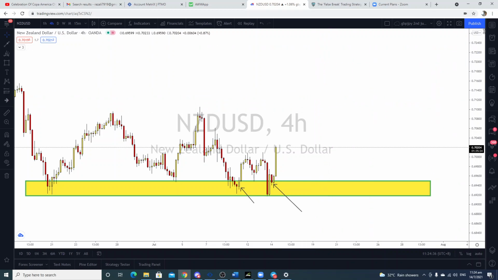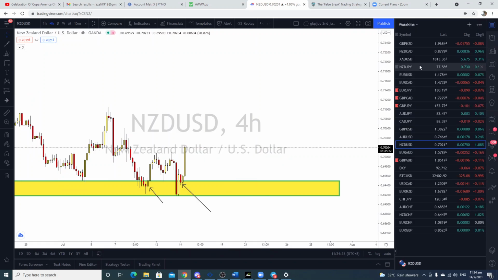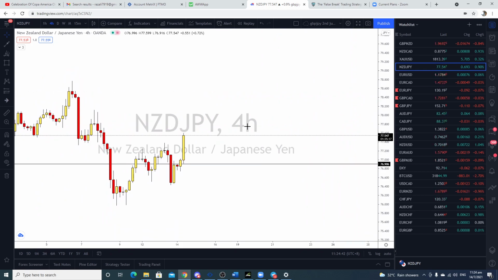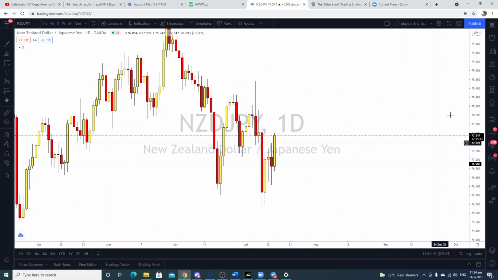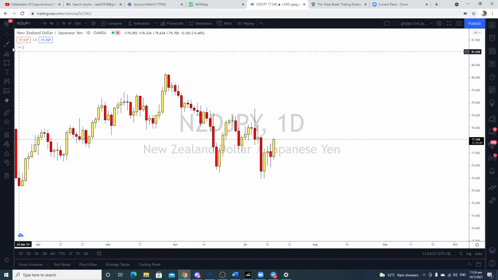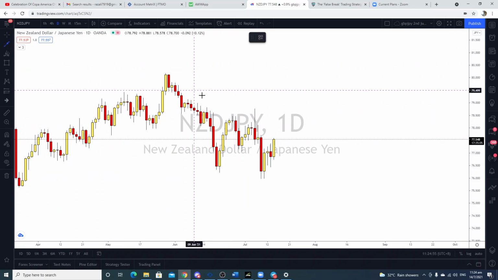Okay, so for instance right now, if I take NZD yen as well. For NZD yen, it's an inside bar breakout for the 4 hour. So it's the same logic. If you look at NZD yen, price is indeed in a downtrend, of course. Remember, you don't need a lot of information to make your trading decisions.